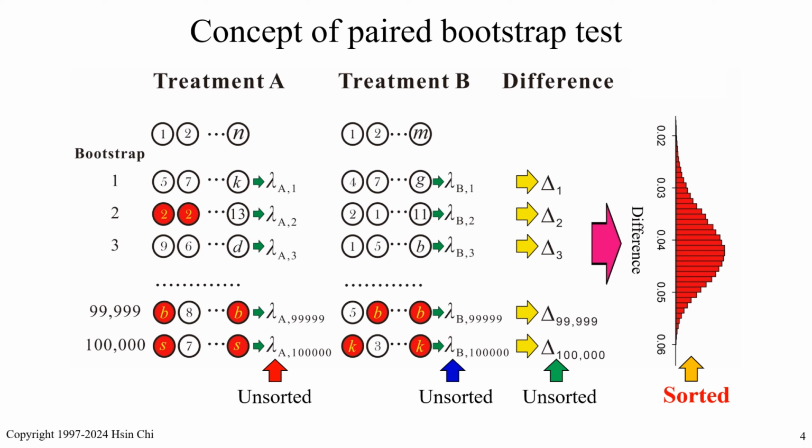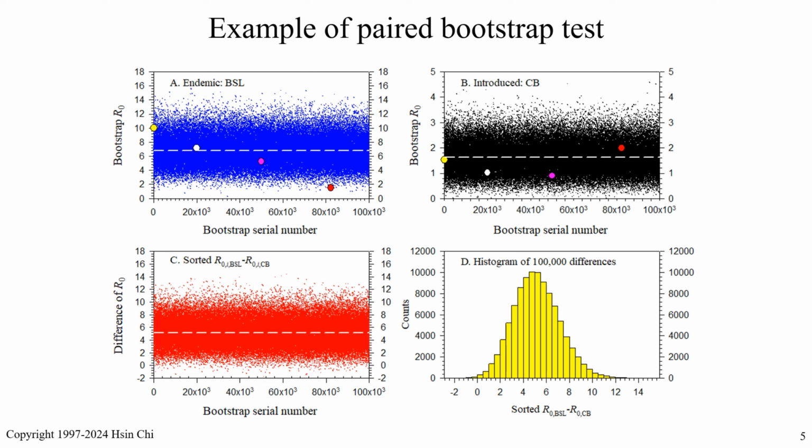In plot A of this slide, you can see the 100,000 bootstrap estimates of the net reproductive rate of treatment A. They randomly distribute around the bootstrap mean. The dashed lines are used for points to show the randomness. The first estimate, the yellow point, is greater than the mean. The bootstrap estimate of the white point is slightly higher than the mean. The pink and red points are lower than the mean.